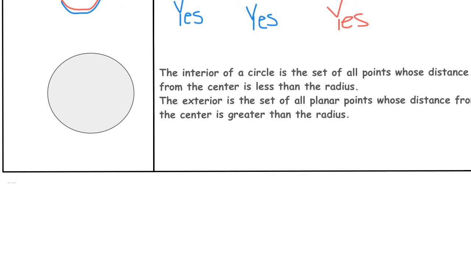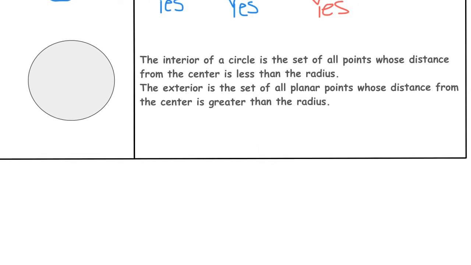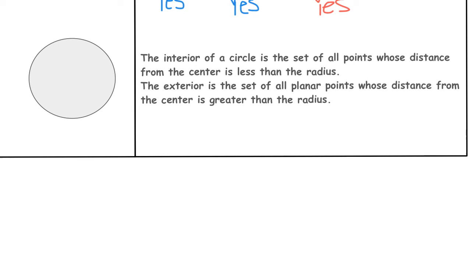The interior of a circle is the set of all points whose distance from the center is less than the radius. What do I mean by that? Well, here's the center of my circle. Just pretend that's directly in the center. The interior is this gray space. It's every point that is less than the radius. Now, I don't say less than or equal to the radius, because if it was equal to the radius, it would be lying on the perimeter of the circle, right?